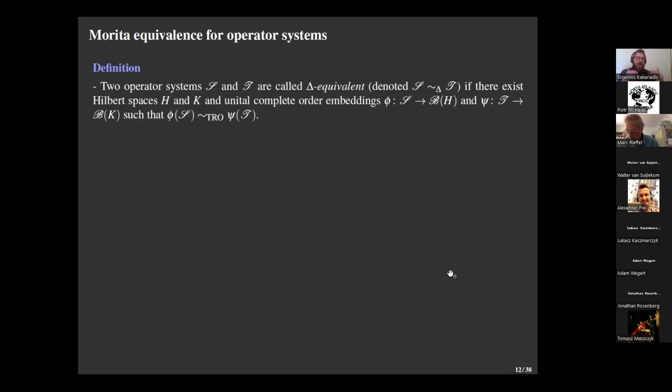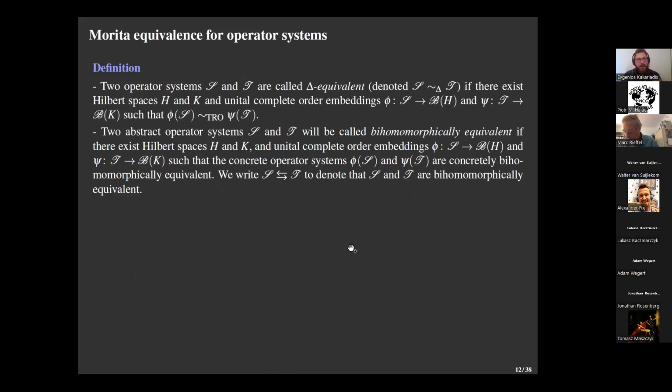On the other hand, the second level, delta equivalence, is TRO equivalence up to representation. Up to representations here are, sorry, up to unital complete order embeddings. So S and T have some nice representations in B(H) and B(K), with TRO equivalent images. And same thing for bihomorphic equivalence. Again, if you have unital complete order embeddings that satisfy this rule.